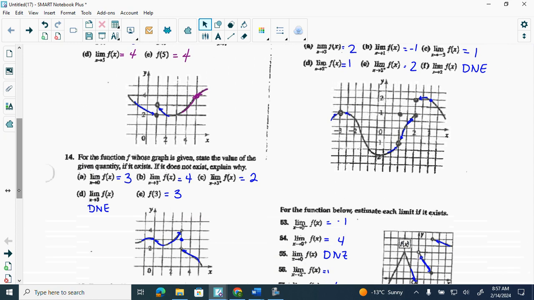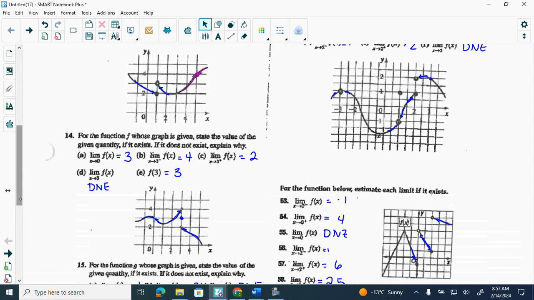14, we have the limit as x approaches 0 is 3. From the left of 3, it is 4. From the right of 3, it is 2. Therefore, it doesn't exist. And f of 3 is 3. So this one really doesn't work because the limit doesn't exist. And the moment the limit doesn't exist, this graph can't be continuous, right? But you can still say that the limit and the value are not the same. Therefore, it's discontinuous at 3.